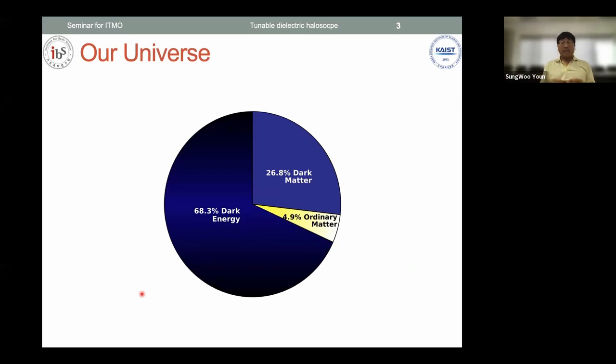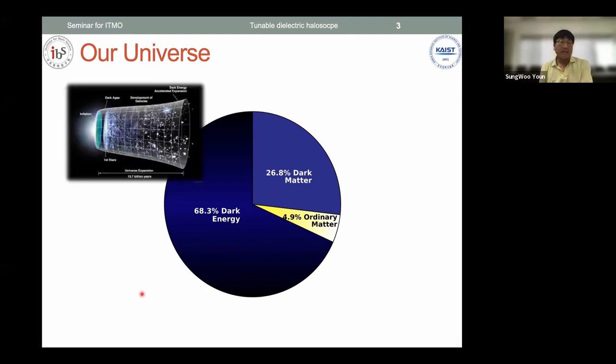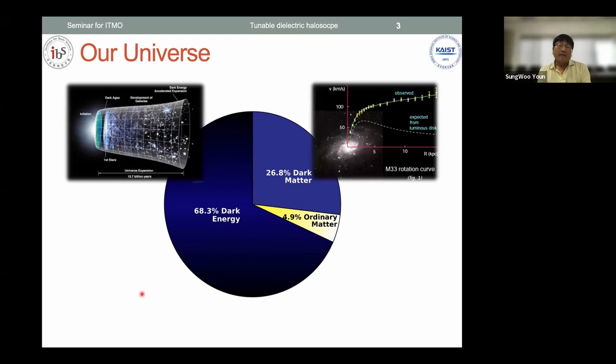All right, let me start with this pie chart. This is the energy budget for our universe, which you must be very familiar with. This is for students, by the way. Current scientific knowledge tells us that 70% of the energy in the universe is responsible for the expansion of our universe. Of the remaining 30%, which is matter, more than 80% is matter which you cannot see, and that's why we call it dark matter.